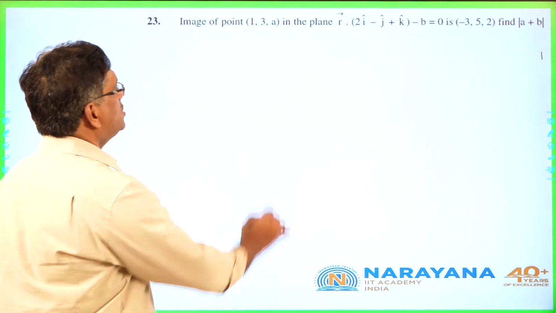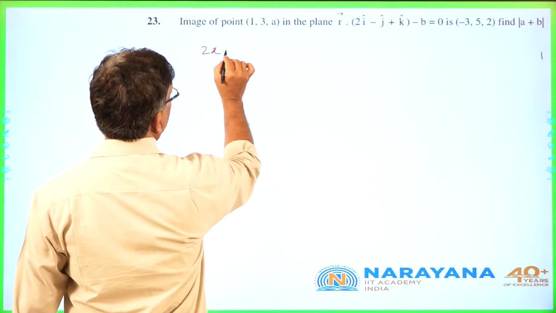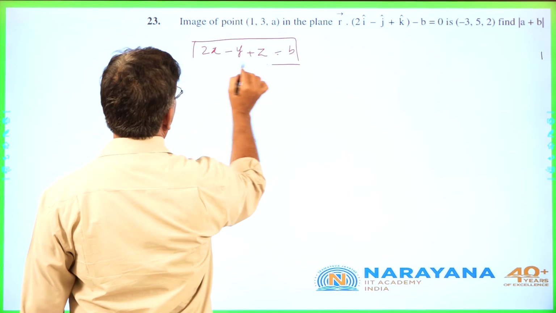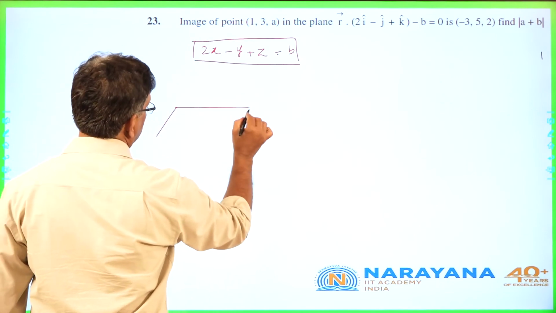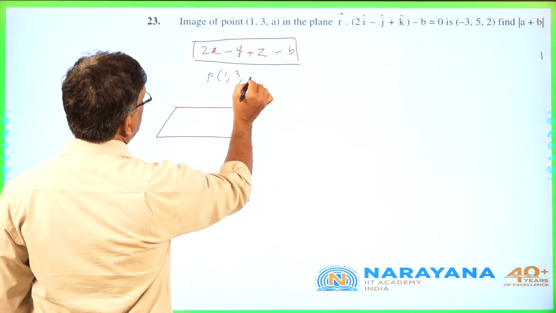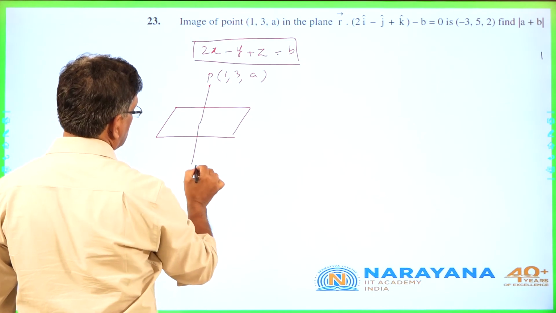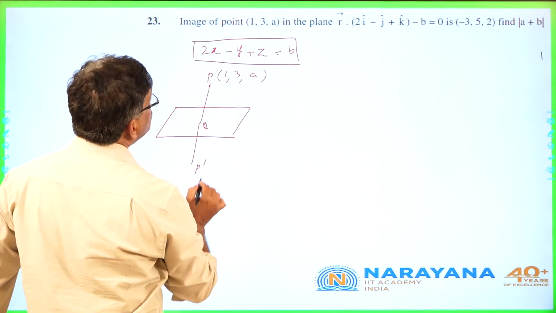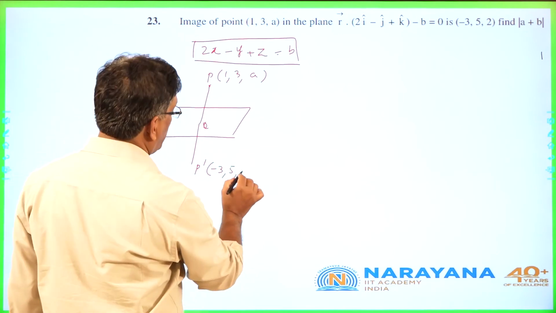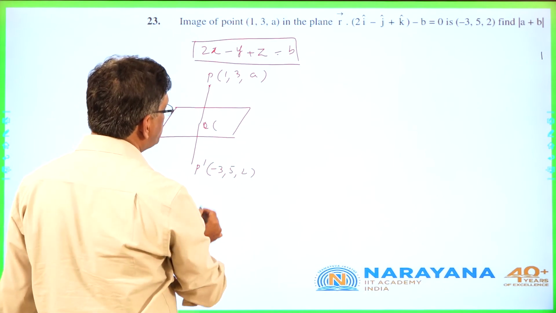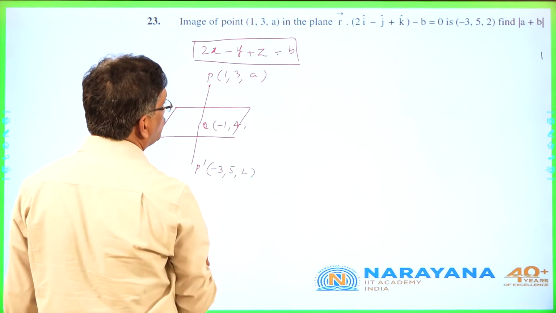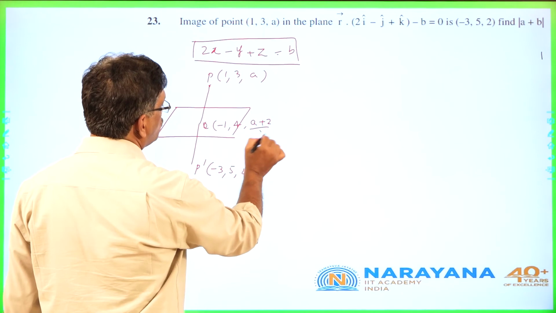Image of a point. This is the plane. Plane equation is 2x minus y plus z is equal to b. This is the plane. And this is a point P (1, 3, a). This is P dash Q. So, image of this one is minus 3, 5, 2. Clearly Q is the midpoint: 1 minus 3 by 2 is minus 1, 5 plus 3 by 2 is 4, and this is a plus 2 by 2.